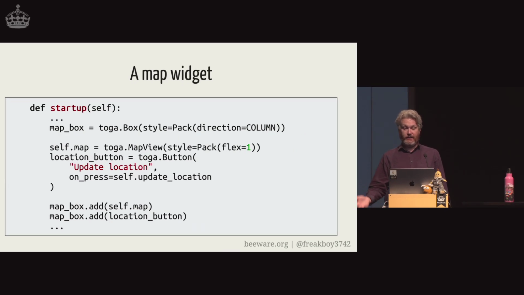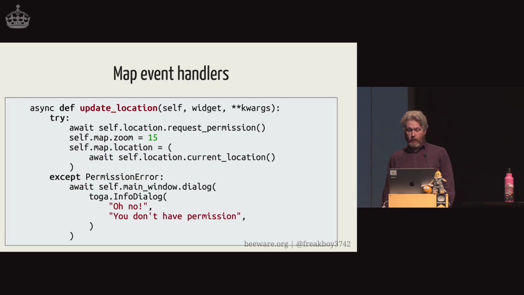So there will be an event handler when the button is pressed. Put both of those in the map box. That's our layout done. We can now define our event handler for when the button is pressed. Whenever the button is pressed, let's get the current location and zoom the map to that location.